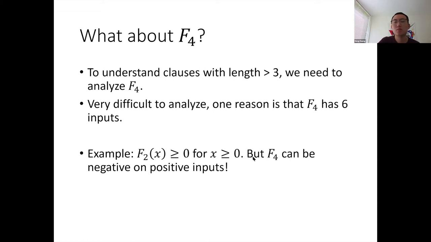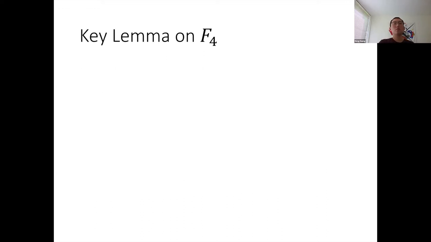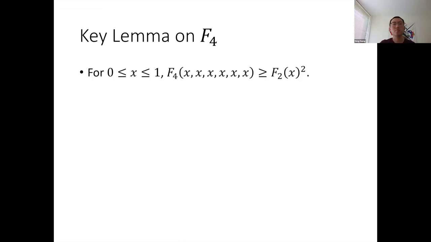So one possible way to simplify this is to consider F4 when all the input biases are equal. In this case, we can actually prove something. We show that when all the input biases are equal, suppose we have this x, which is between 0 and 1, then f4 of all x is at least f2 of x squared. This is our key lemma on f4.